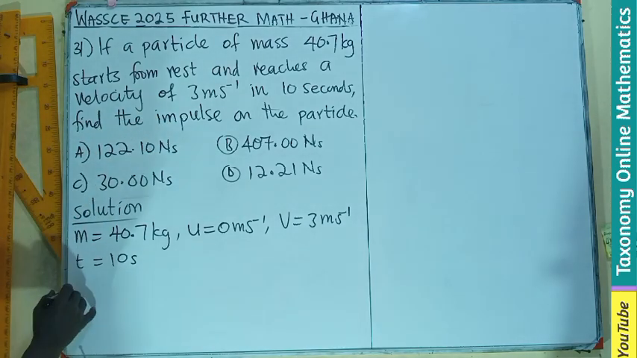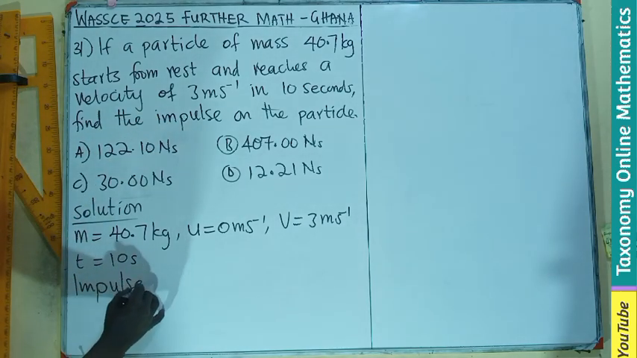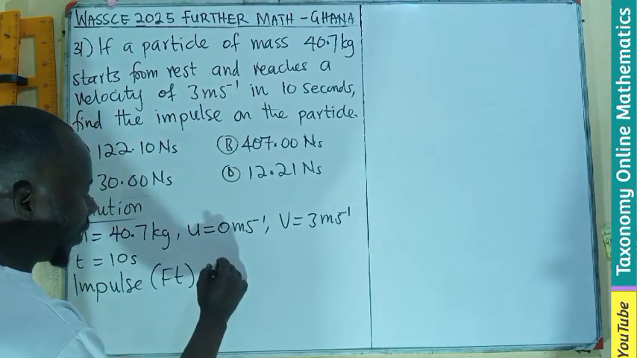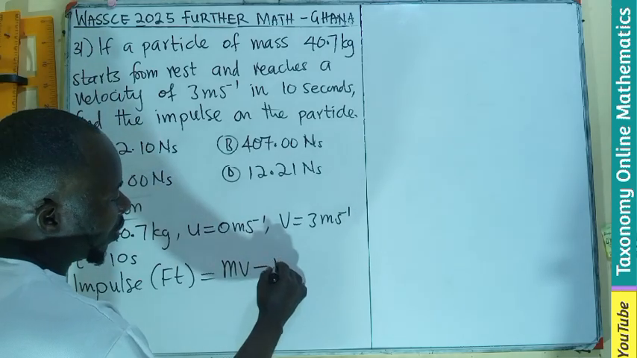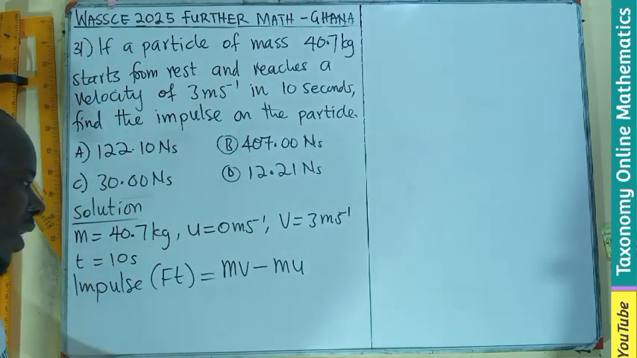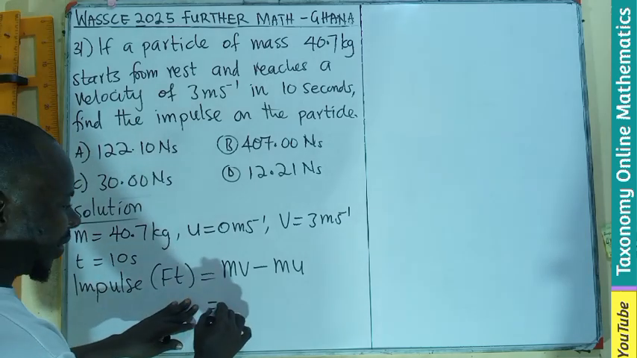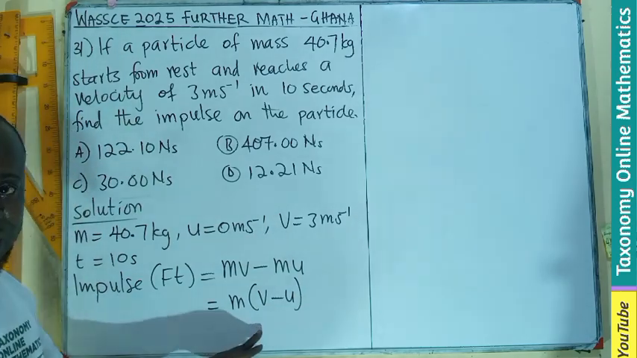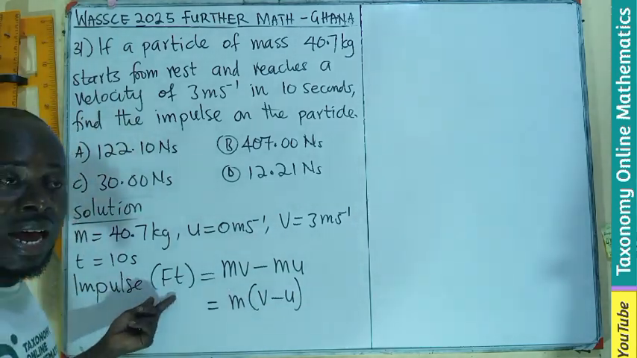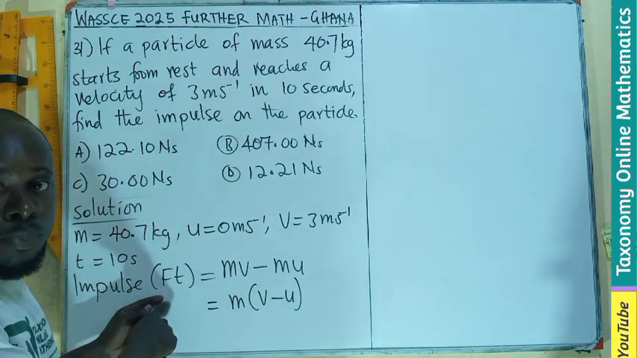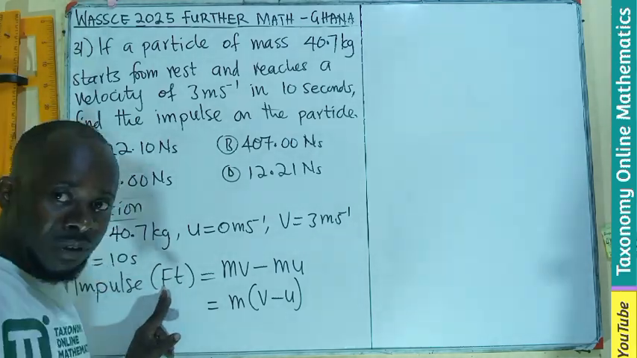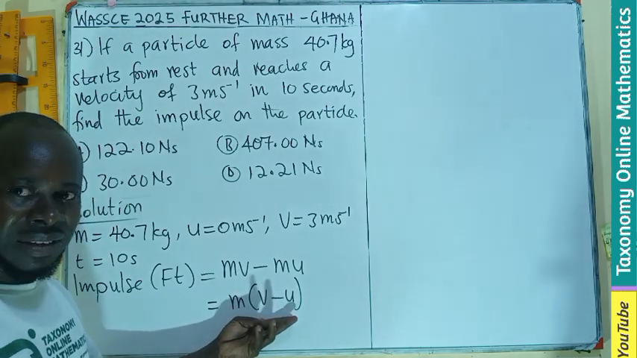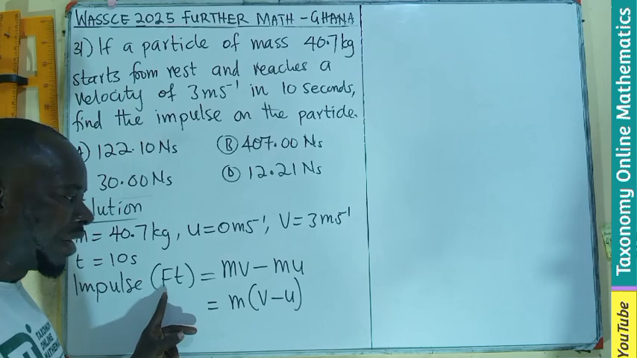So by definition, impulse, Ft, is given by the change in momentum, which is final momentum minus initial momentum. But you can see m being common, so I can say m times (v minus u). This is defining the concept we call impulse. But Ft here is the force times the time, right? So if I find this, I need to know the force.